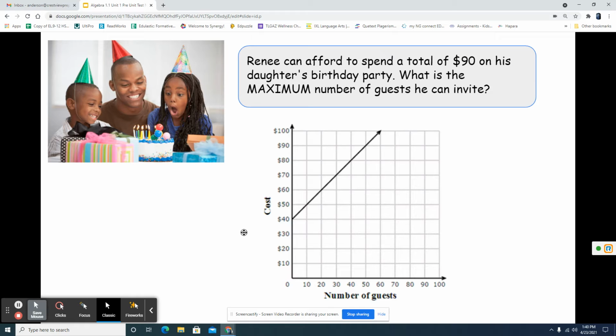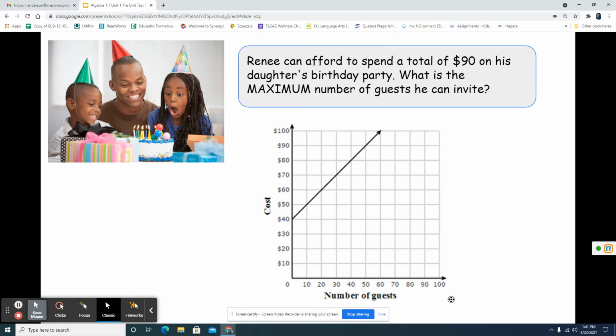Here's an easy one for you. Again, we're still talking about functions, but functions in real life. Renee can afford to spend a total of $90 on his daughter's birthday party. What is the maximum number of guests he can invite? Well, take a look at our graph. We're just in coordinate 1, so we're talking about positive numbers because we're talking about positive amounts of money being spent.